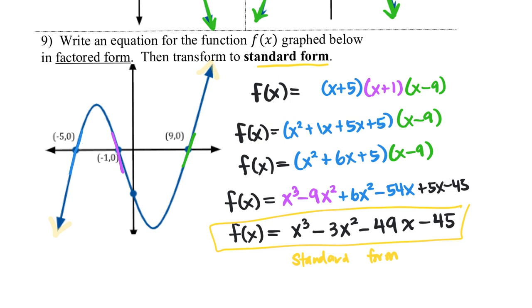If they hadn't asked me, I would have left it in factored form, which was the beginning, just because it's so much less work. If you wanted to double check that this made sense, it's odd and it's positive, so it's going down on the left and up on the right. The y-intercept is -45. It could be, it's down there. And then hopefully I multiplied it correctly.